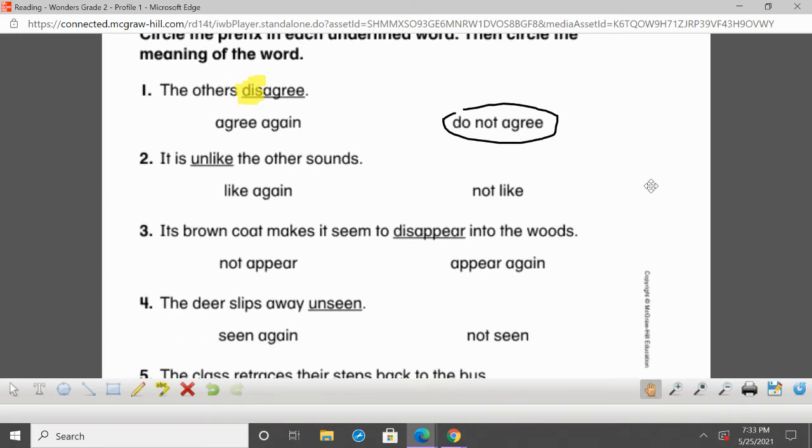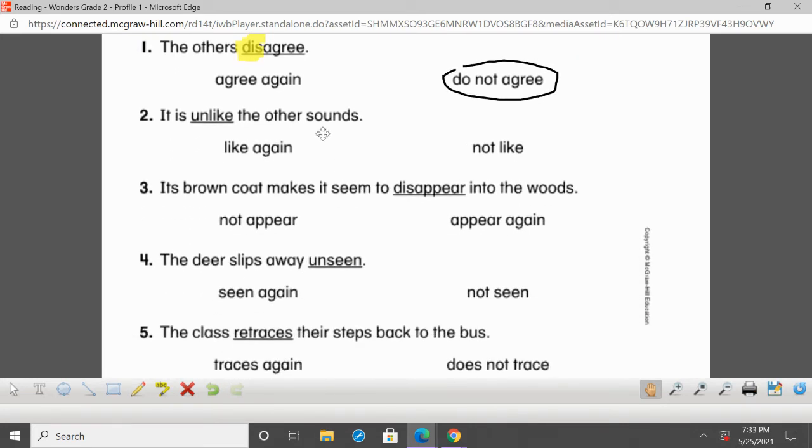Number 2, it is unlike the other sounds. Well, I see the prefix un, U-N, and sorry if it highlights other things we don't really want to. Un. Now, if I need to know the meaning of unlike, I think to myself, un means not. And our root word like, so it means to not like. Un means not, so not like.